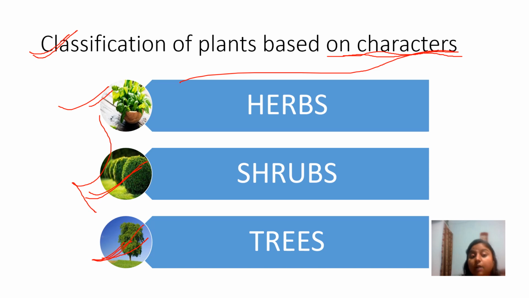Among herbs, there are examples like spinach that we eat, and tulsi or mint. These come under herbs, because you all see their stem is very soft.